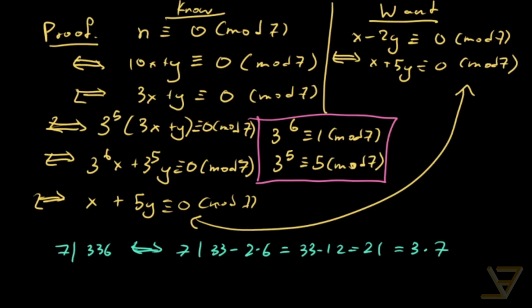So what I recommend is using the first divisibility trick to reduce it to a smaller integer, and then use the second divisibility trick if you need it.